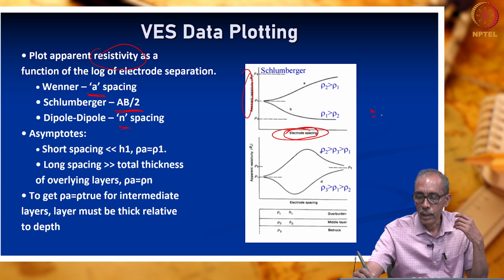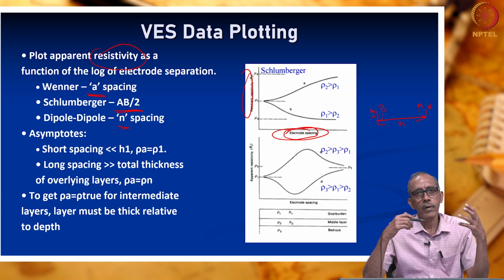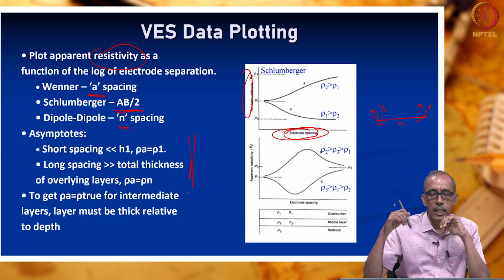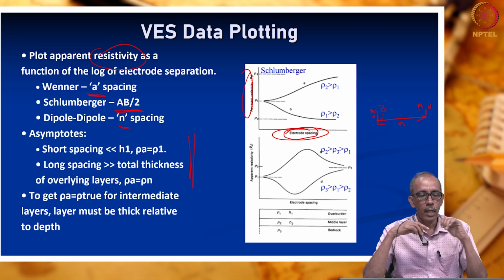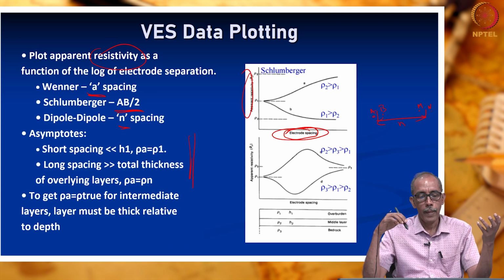This is AB, this is MN, right. N is the distance between the center of this to this. This is referred to as N. We didn't focus very much on the dipole method, since most of our objectives can be answered with the Wenner and Schlumberger methods. So, we can try to understand the subsurface by looking at the resistivity curve.